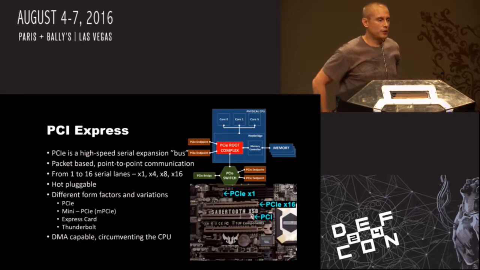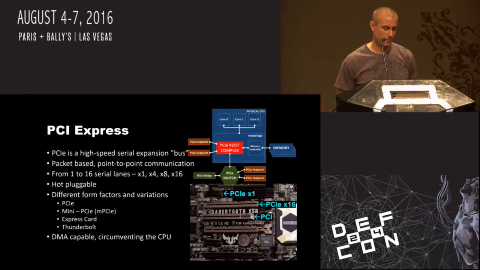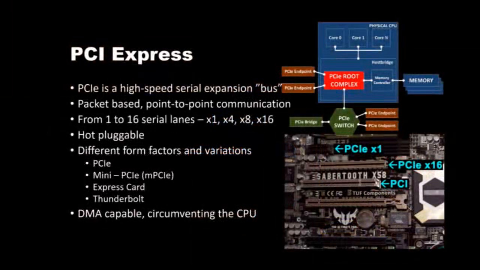But what makes all this possible is, of course, PCI Express. PCI Express is a high-speed serial expansion bus, or it's not really a bus since it's point-to-point communication, but anyway, it's packet-based. And to the upper right, you see a schematic of PCI Express. You have the PCI Express root complex anchored within the CPU chip. From this root complex, you have several serial lanes that you can connect PCI Express endpoints to. You can also connect PCI Express switches and bridges. So you can say that PCI Express forms a small device network within a computer.